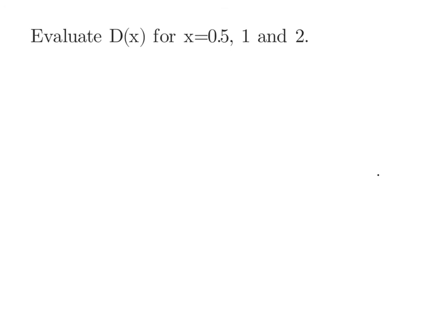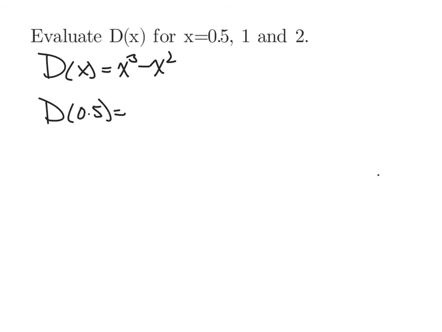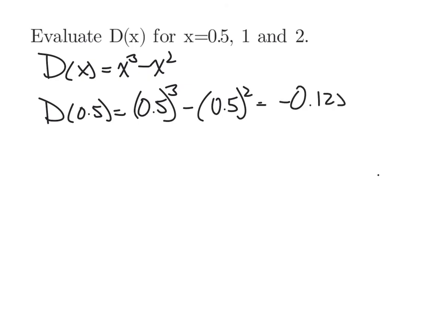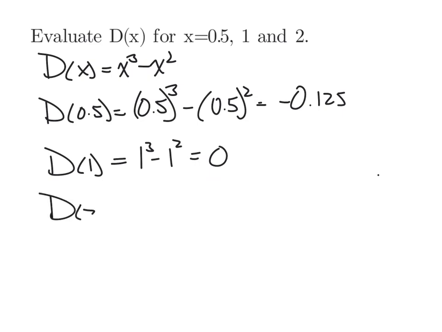So if we're going to evaluate d of x for a few different values, remember d of x was x cubed minus x squared. So really finding d of 0.5 is just plugging 0.5 in for x. So 0.5 cubed minus 0.5 squared. And that'll leave us with -0.125. d of 1, plug in 1, and we'll get 0. d of 2, plug in 2, 2 cubed minus 2 squared is 4. So just some practice finding an accumulation function and evaluating it.